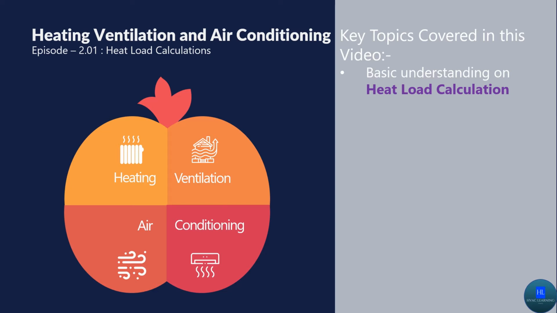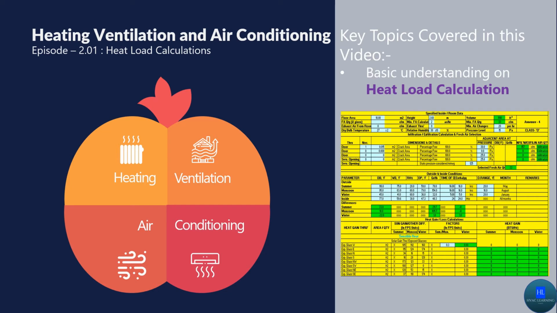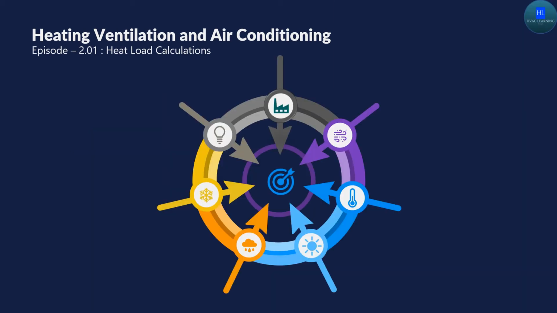Most of us might have seen the calculation sheet which looks something like this. So if you are not aware of this page, we are going to give you a brief idea how this sheet will work for tonnage calculation for the HU selection. So when we say heat load calculation, it is a 7-step approach starting from the project and the room details.